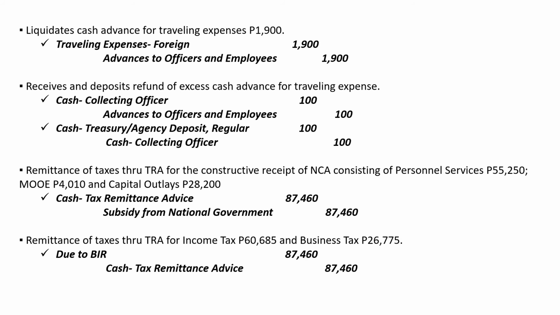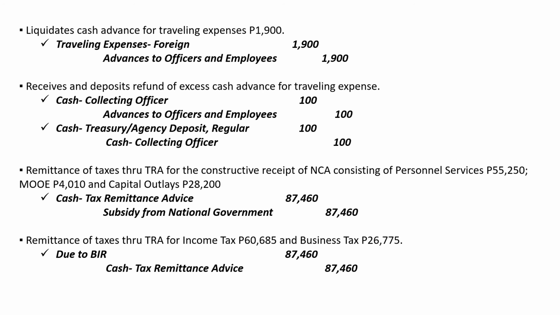So, itong 87,460, yung components niya is that 60,685 is for the income tax and 26,775 is for the business tax. So, i-record din natin as if you are remitting this to the BIR. So, debit due to BIR, credit cash, tax remittance advice, 87,460. Okay. So, sa books naman ng BIR, magre-record siya ng cash dash TRA.